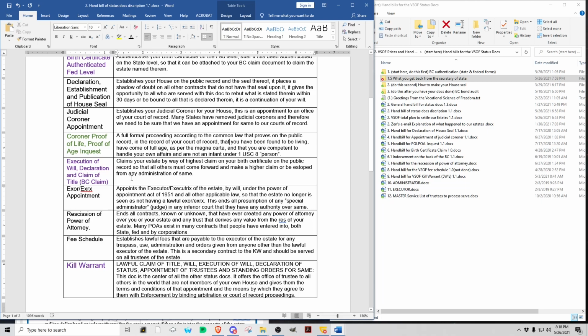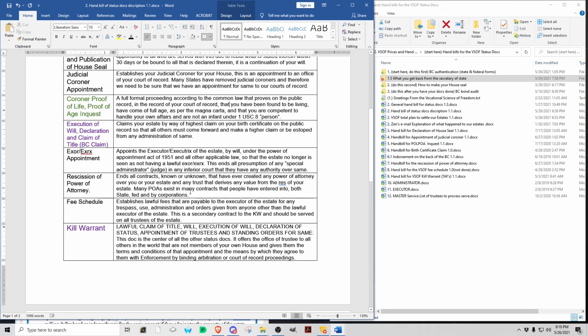All right, next one. The executor appointment. This appoints you as the executor or executrix, if you're female, of the estate by will under the Power of Appointment Act of 1951 and all other applicable law, so that the estate is no longer seen as not having a lawful executor or executrix. And by the way, this is the proper way to make those abbreviations. EXOR is executor, EXRX is executrix abbreviation.